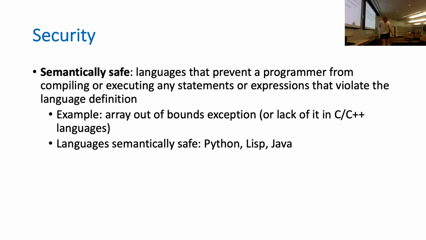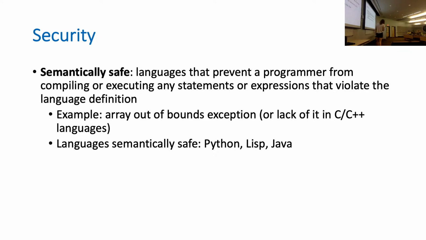So we could call a language that is secure semantically safe, right? Semantically safe means a language that prevents the programmer from compiling or executing any statements or expressions that violate the language definition. So for example, an array out of bounds exception, right? And so we have semantically safe languages, okay?